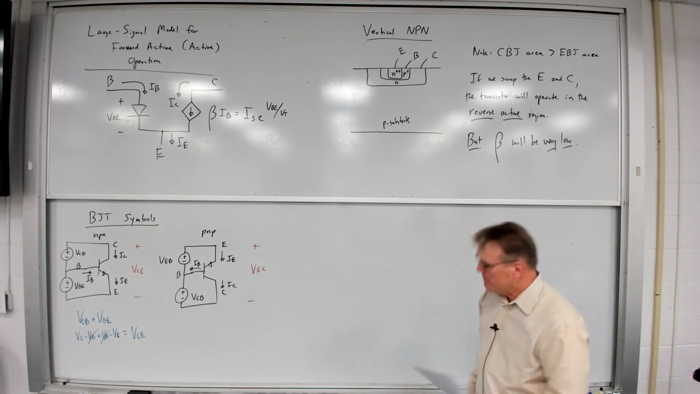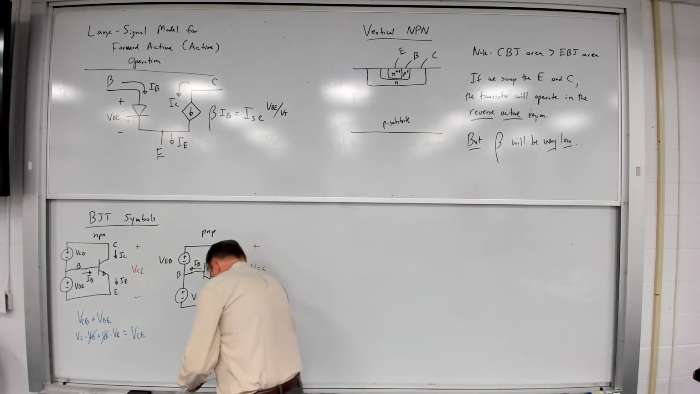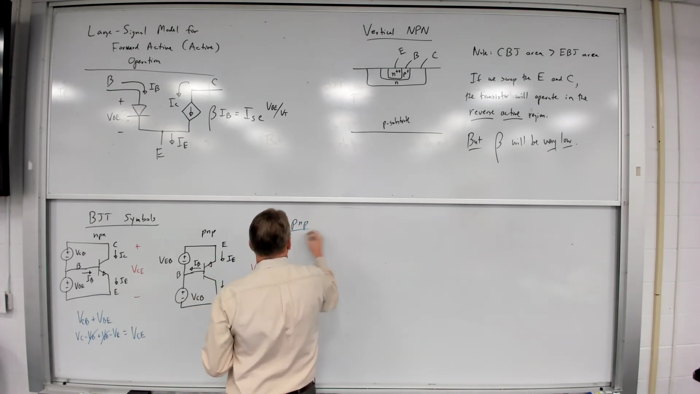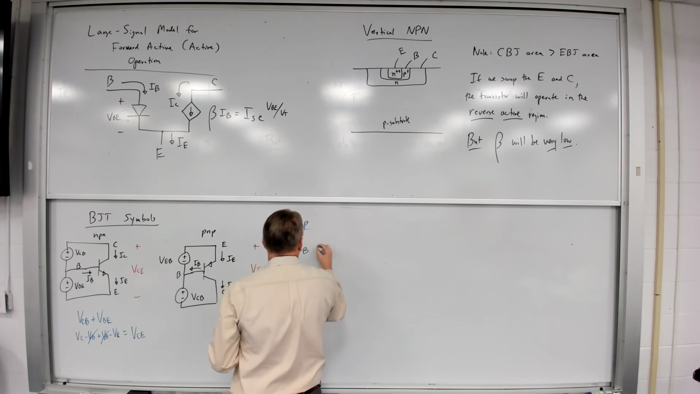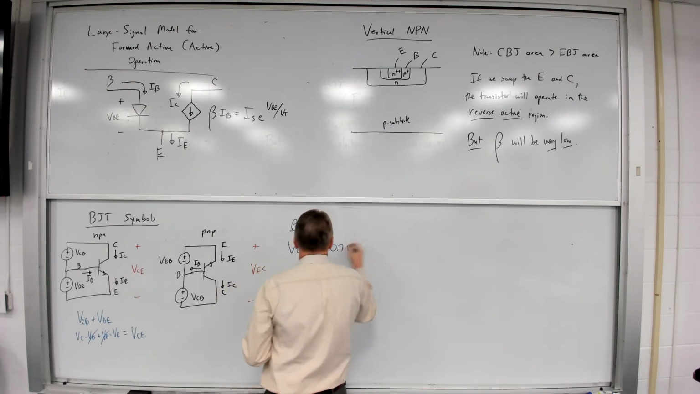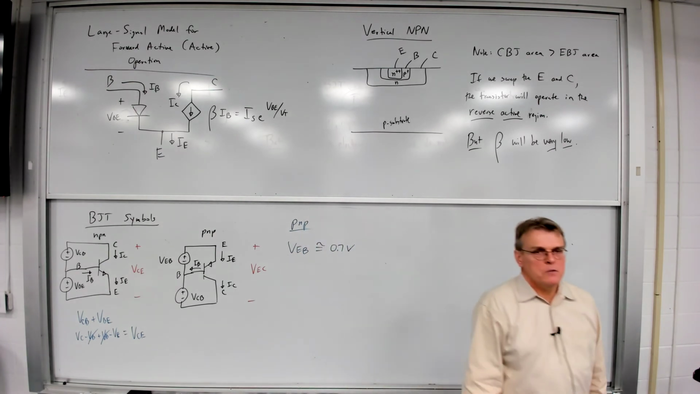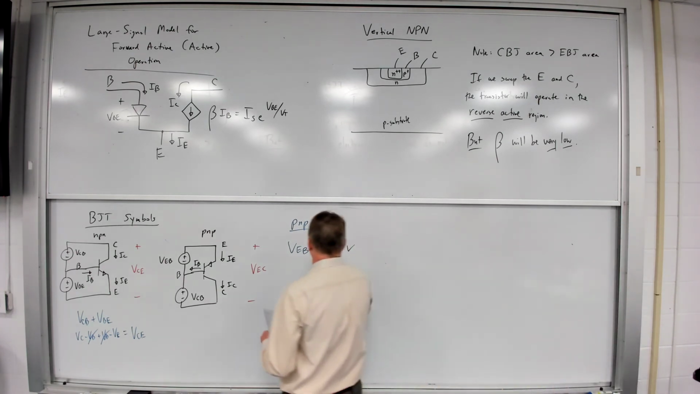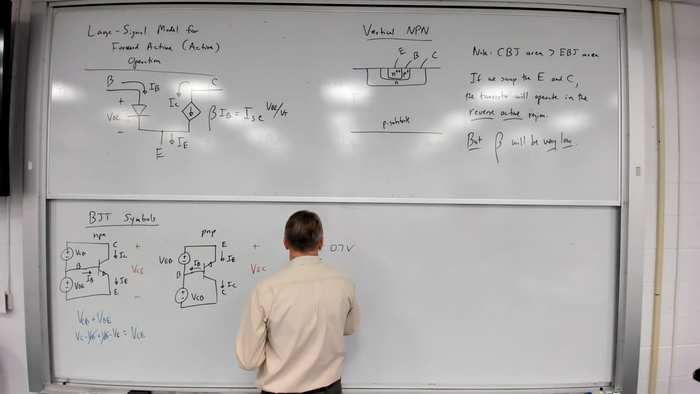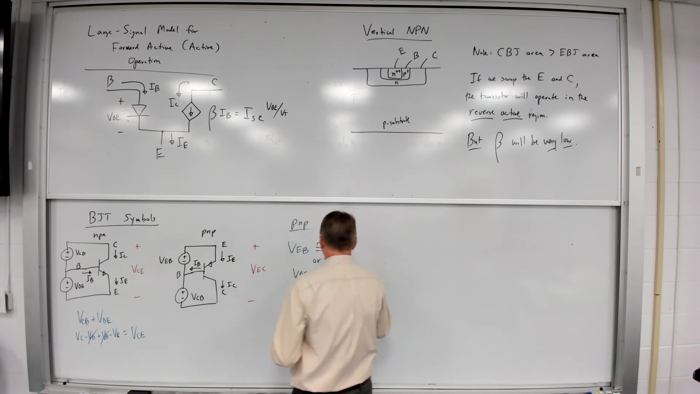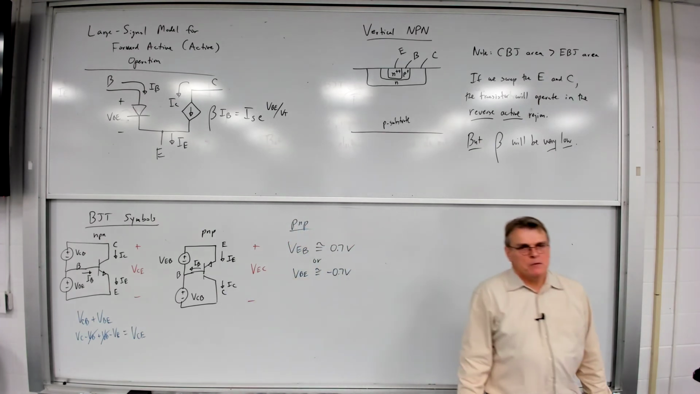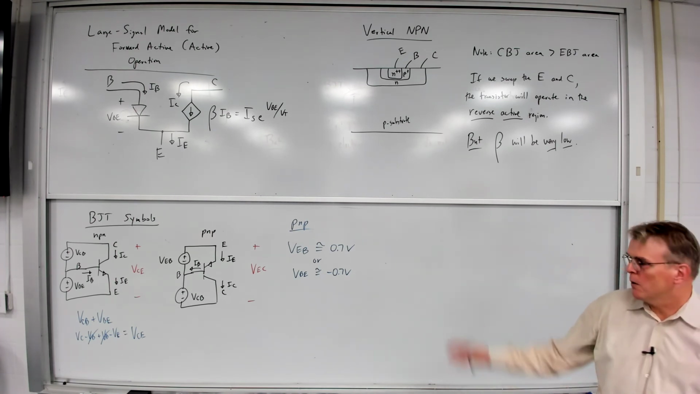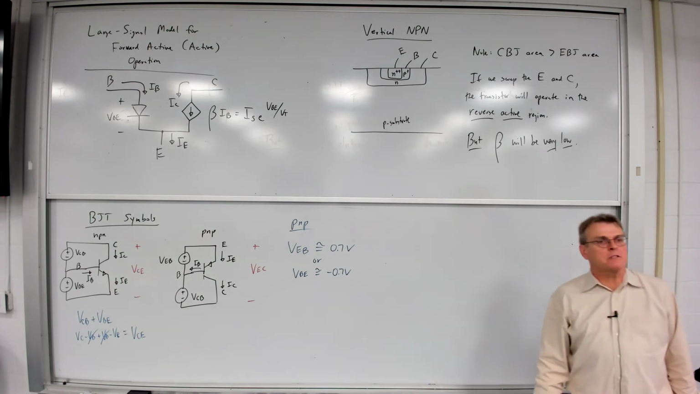Now, for the PNP transistor, we note that VEB is going to be 0.7 volts. So just once again, we are forward biasing that emitter-base junction, or VBE is equal to minus 0.7. So again, the book likes to use positive values. So instead of saying VBE is minus 0.7 volts, it prefers to use VEB, positive voltages.